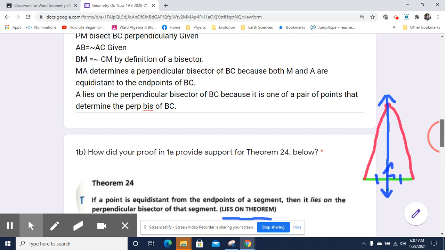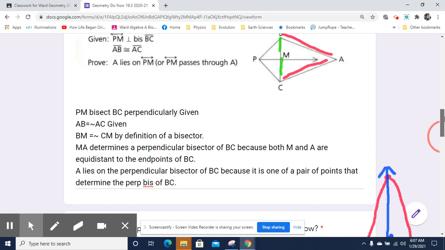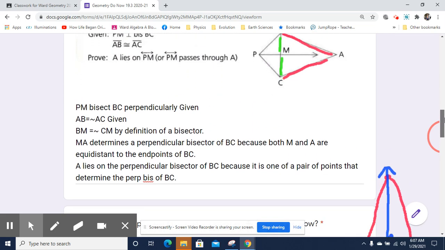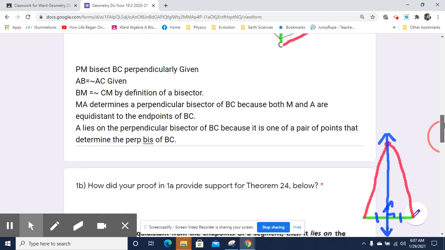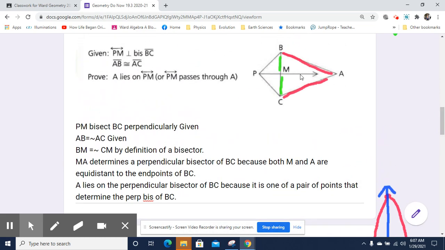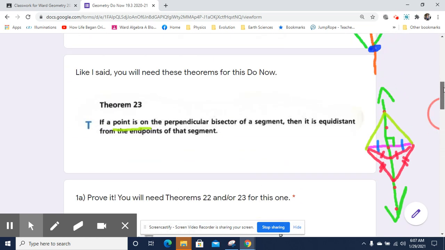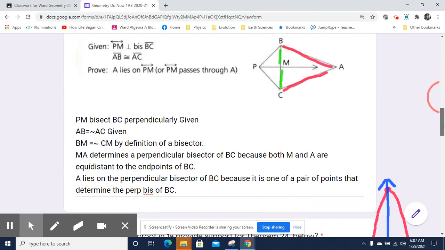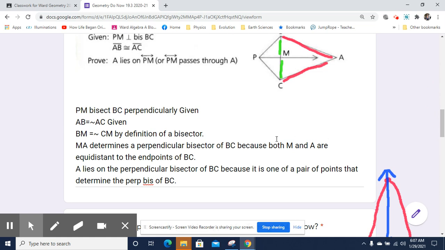What we worked out was a way to combine basically theorems 22 and 23. M is on the perpendicular bisector, so it's equidistant from the endpoints. P is also, by the way. And so if it is on the perpendicular bisector, then it's equidistant. So that's theorem 23.